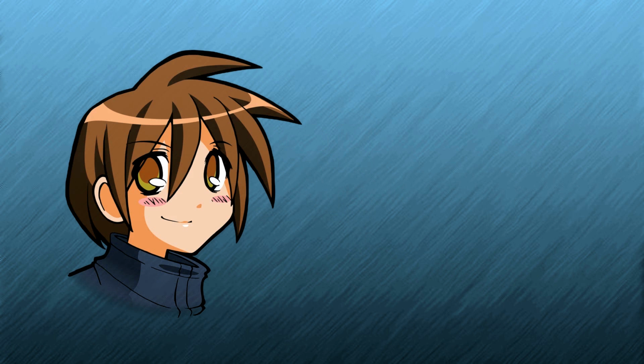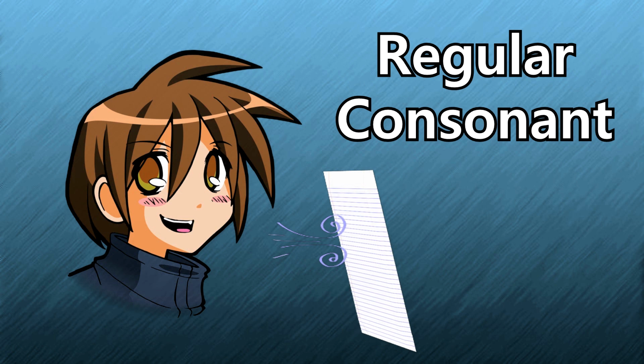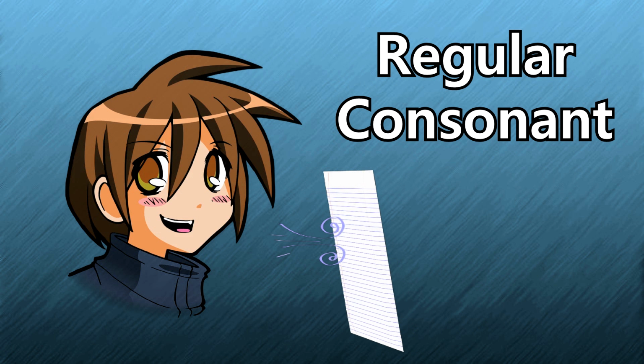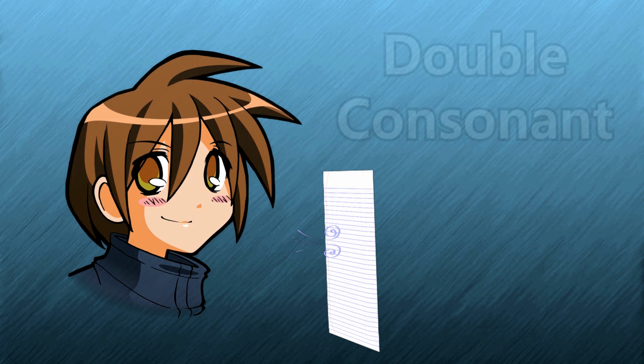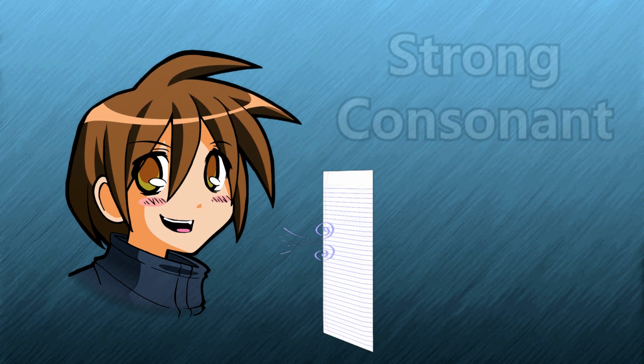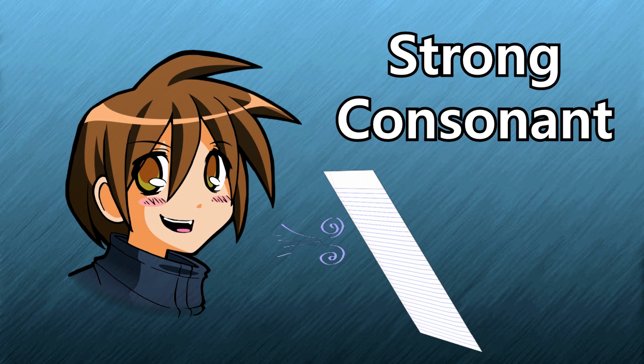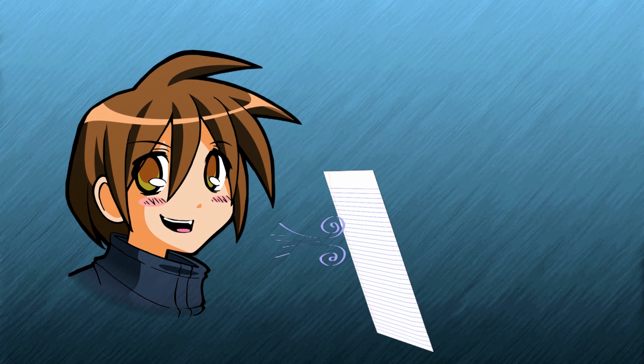In the last episode, we learned that we can tell the difference between a double consonant and a regular consonant by using a piece of paper. We can do the same with strong consonants. While regular consonants might move the piece of paper a little bit, and double consonants will not noticeably move the paper at all, strong consonants will cause the paper to shake. Try it for yourself. If you want, you can even use tissue paper instead to see the differences more clearly.